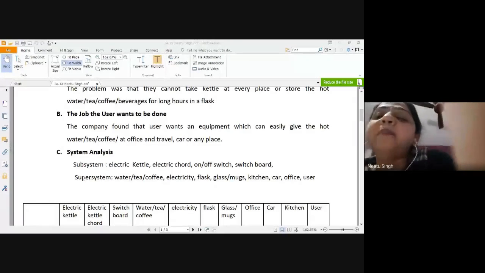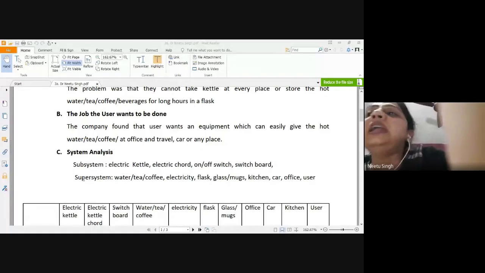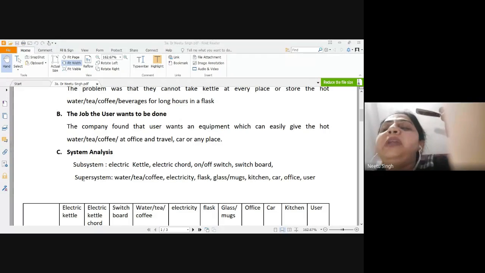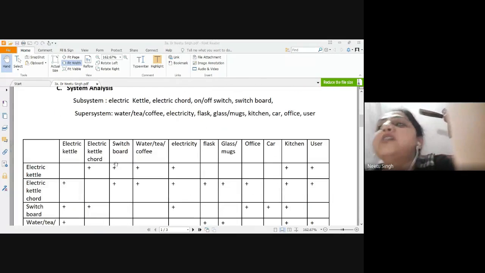So they want some kind of equipment which can be readily or quickly available to them, and they can have it at their working place or office, or when they are traveling in a car or something like that.